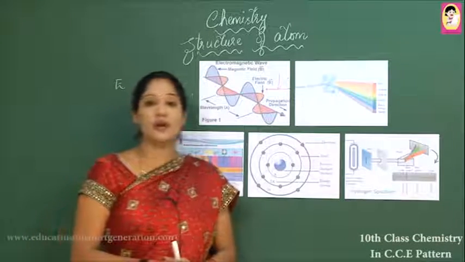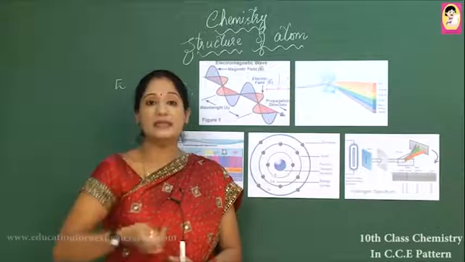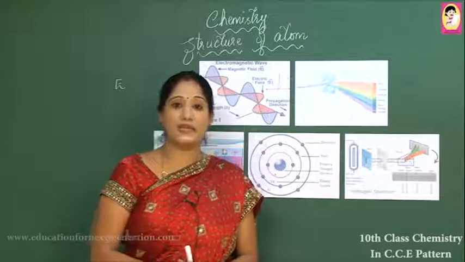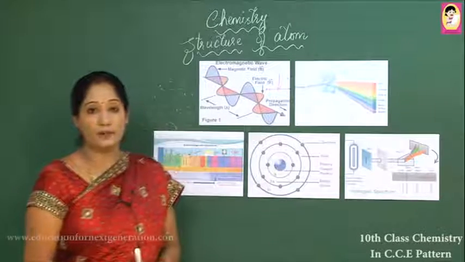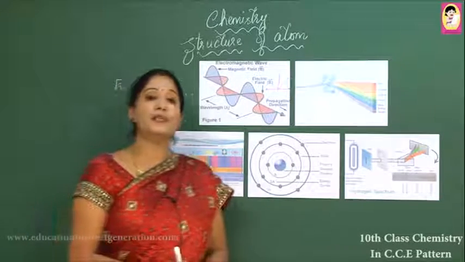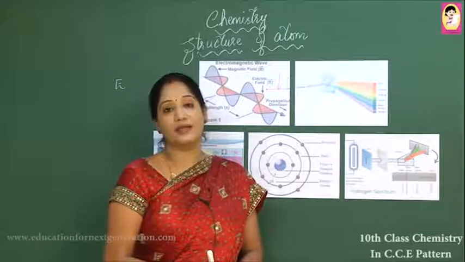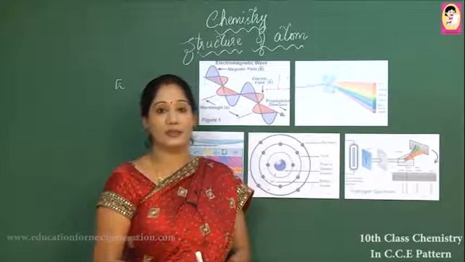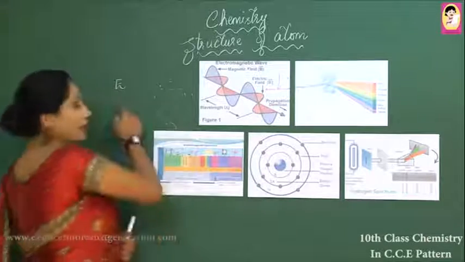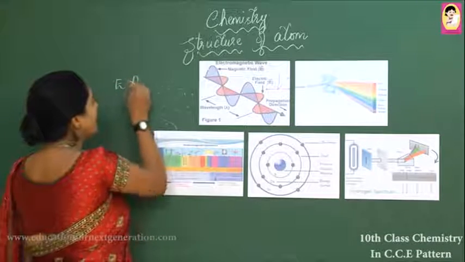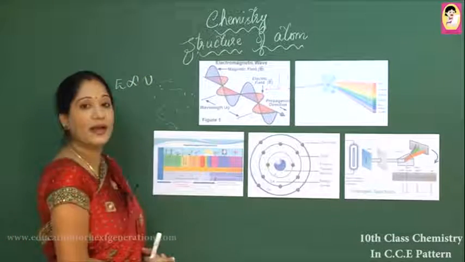So according to Planck's quantum theory, energy is emitted or absorbed in the form of small packets, which are called quanta. And because each packet possesses a definite amount of energy, it is called quantized, that is, the energy is quantized. The mathematical expression for Planck's quantum theory is that E is directly proportional to the frequency of light radiation.